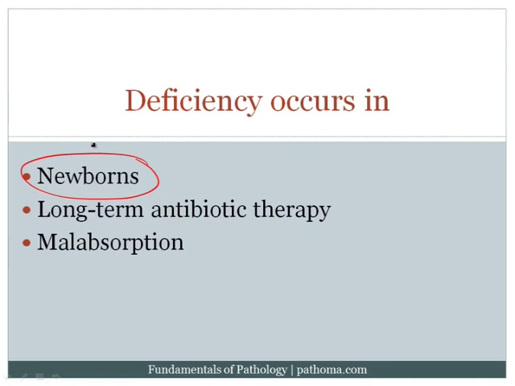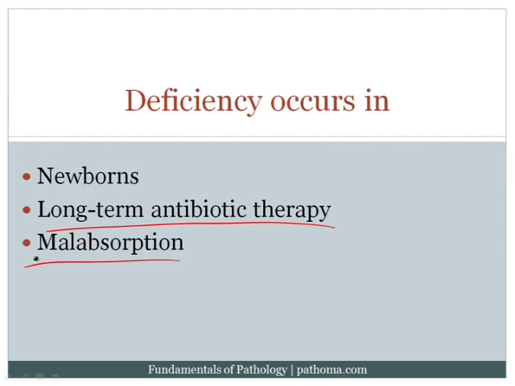So that's one example. Another example would be long-term antibiotic therapy. The idea here, if you have long-term antibiotic therapy, you're killing off the gut flora, and as you kill off the gut flora, again, you're not going to be able to generate vitamin K. And then finally, malabsorption. Remember that vitamin K is a fat-soluble vitamin, and so if you don't have good absorption, you won't be taking up your fat-soluble vitamins, for example. And so vitamin K, vitamin A, E, D, these are the other ones, A, E, D, and K are the 4 key fat-soluble vitamins. And so malabsorption could result in a vitamin K deficiency, especially if there's fat malabsorption.